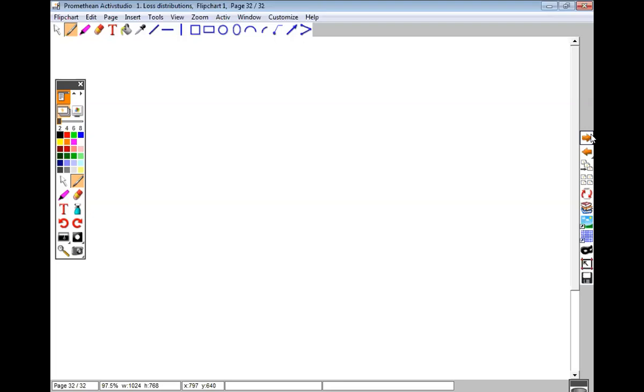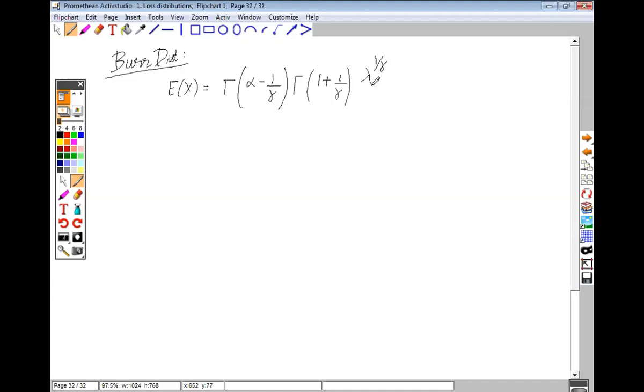Can someone dictate that to me? It's gamma of alpha minus 1 upon gamma, into gamma of 1 plus 1 upon gamma, into lambda raised to 1 by gamma, upon gamma of alpha. Okay, so this is my mean of the Burr distribution.